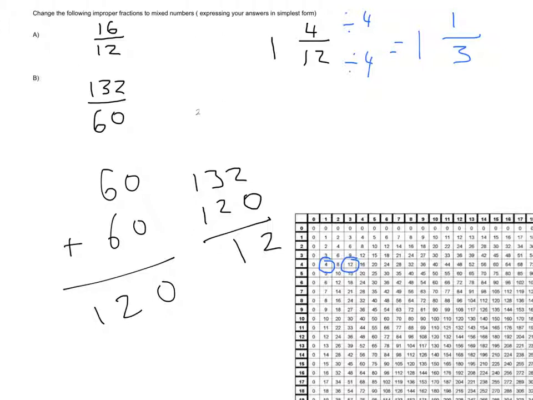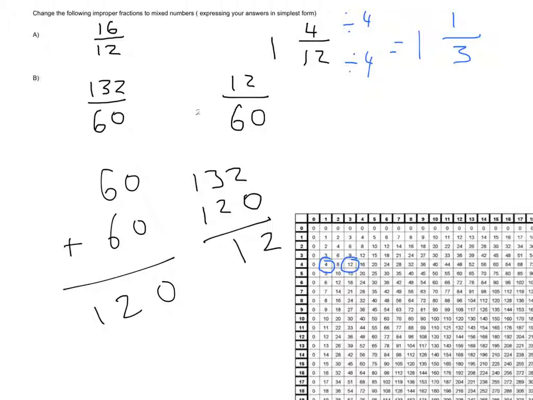And 1 minus 1 is 0. So nothing. So the remainder, which will go in the numerator, is 12. So now we can write 12 here as the numerator. And if you remember, the rule is that we always keep the denominator the same. So in this case, the denominator is 60. So now we write 60 here.